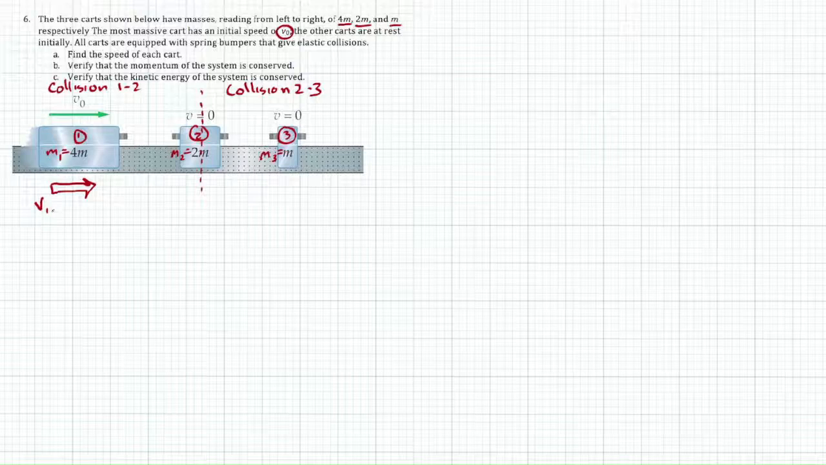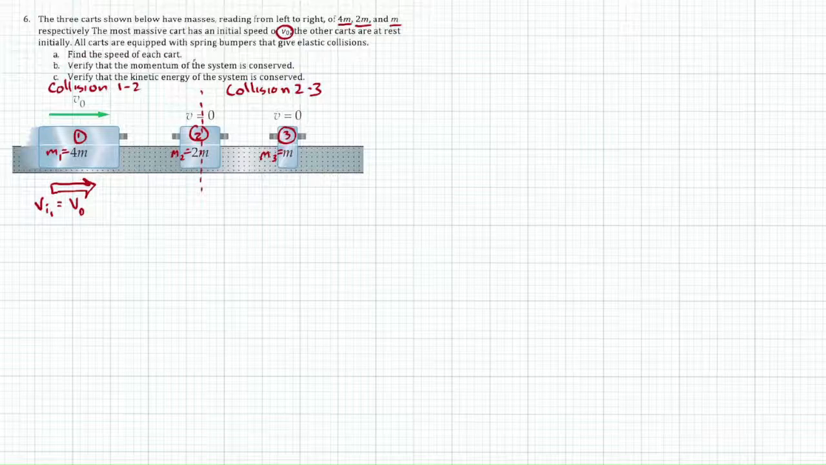So the initial velocity of object 1 is VO. Very similar to, if you recall, question 5. It had a similar initial velocity VO. Okay, well, let's break this into 2 separate collisions. And this is most likely going to be a multi-part video, simply because we've got parts A, B, and C right here. This video is going to focus predominantly on solving for A, finding the speed of each cart. And then I'll do a separate one for B and for C.